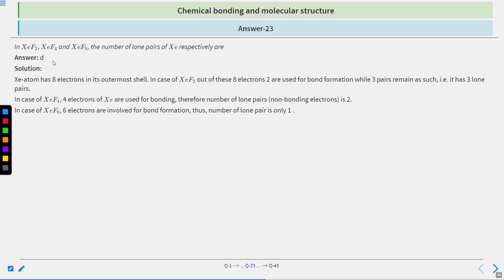Okay, so the correct answer is option D. The xenon atom has 8 electrons in its outermost shell. In case of XeF2, out of these 8 electrons, 2 are used for bond formation while 3 pairs remain as such. That is, it has 3 lone pairs. In case of XeF4, 4 electrons of xenon are used for bonding. Therefore, the number of lone pairs, that is non-bonding electrons, is 2. And in case of XeF6, 6 electrons are involved for bond formation. Thus, the number of lone pairs is only 1. Hence, option D is the correct answer.